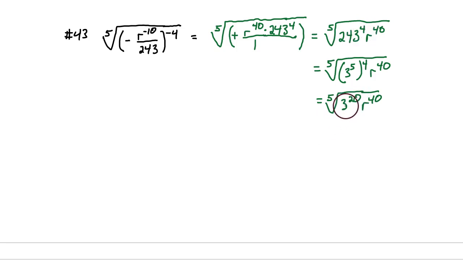Now the power on the 3 is a multiple of that index. The fifth root of 3 to the 20th is 3 to the fourth power. The fifth root of R to the 40th is R to the 8th power. Notice how I'm figuring out these exponents. I'm dividing this power by the index. That made 4. I divided this power by that index. That made 8. 3 to the fourth power is 81, so the final answer is 81 R to the 8th.